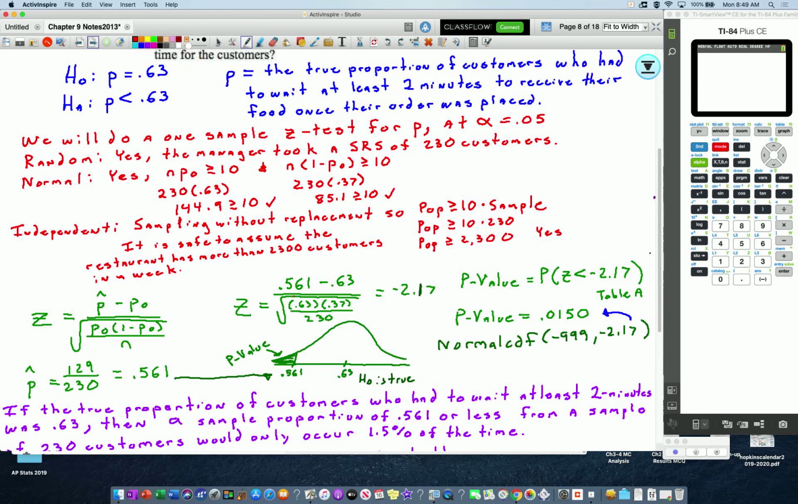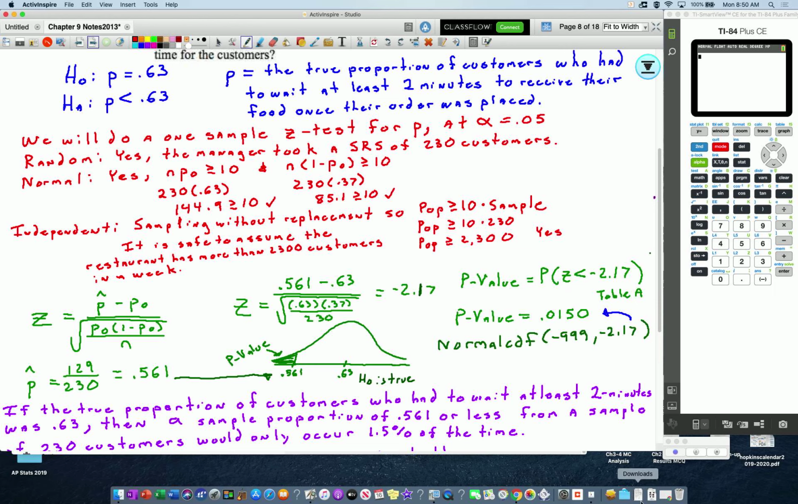So my z-score, 0.561 minus 0.63 divided by the standard error. If you trust my calculations, plug it into your calculator, you get a z-score of negative 2.17. So for the p-value, I'm looking for z-scores less than negative 2.17 standard deviations. So I'm 2.17 standard deviations to the left, and I want everything less than that. So if I go normal CDF from negative infinity to negative 2.17, I get a p-value of about 0.015.